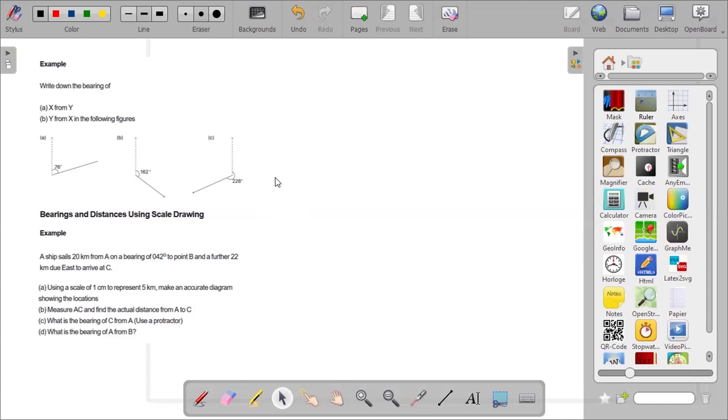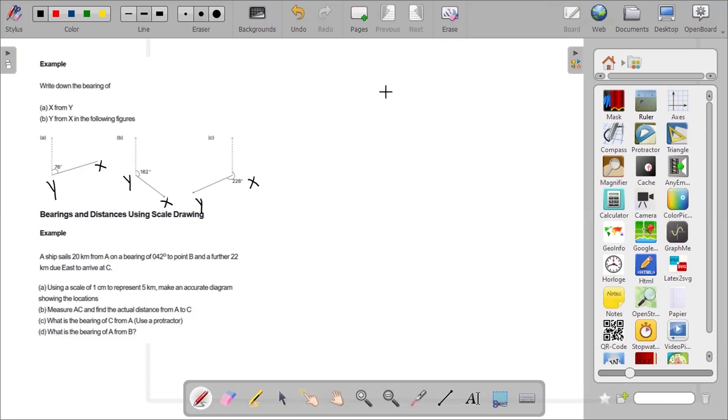Let me get the source of that question. This is y here, y, x, and y here, x here. Okay, so the question says you write down the bearing of x from y, and then y from x in each of these figures. Let's redraw this.